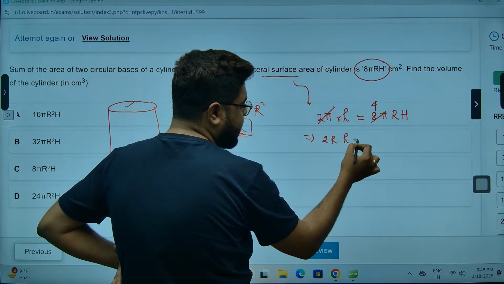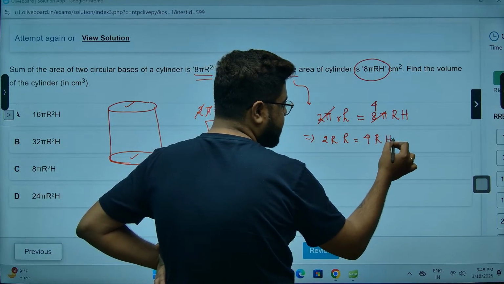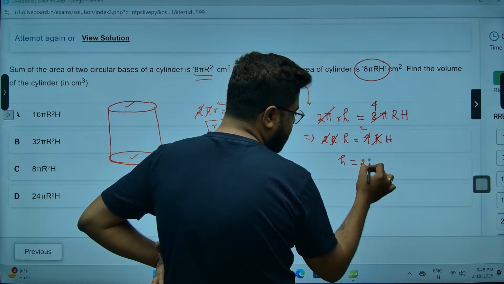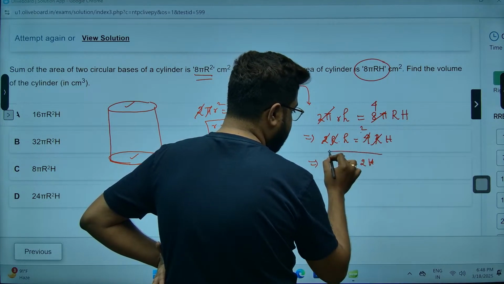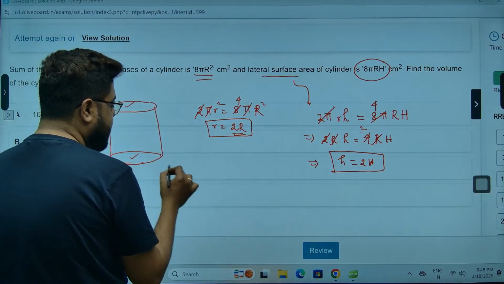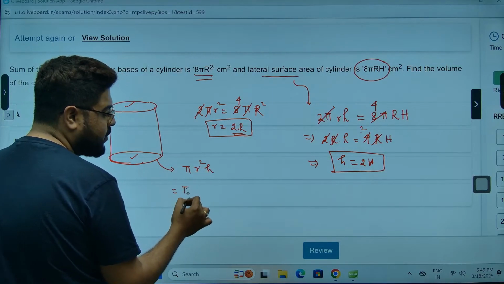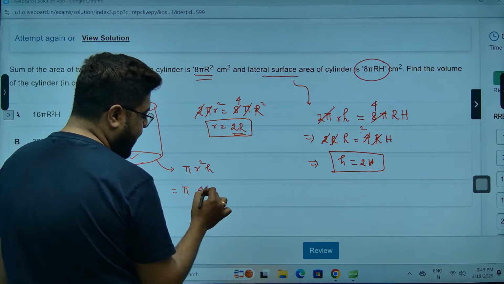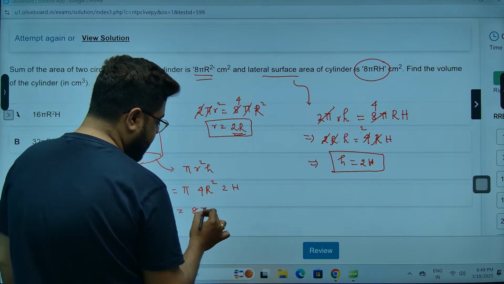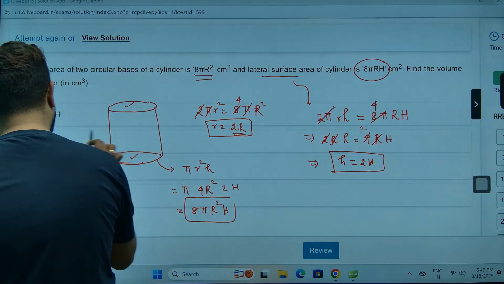I'll figure out the value of small h in terms of capital H. 4 capital R into h, equals 4 capital R into H. Capital R gone, 2 gone. So small h is also equal to 2 capital H. Now they are asking volume. Volume will be pi r square h, small r square into h. Putting down the value, small r means this, so it will be 4 capital R square, and h means 2H. So 8 pi R square H. Put down the value, 8, option C.